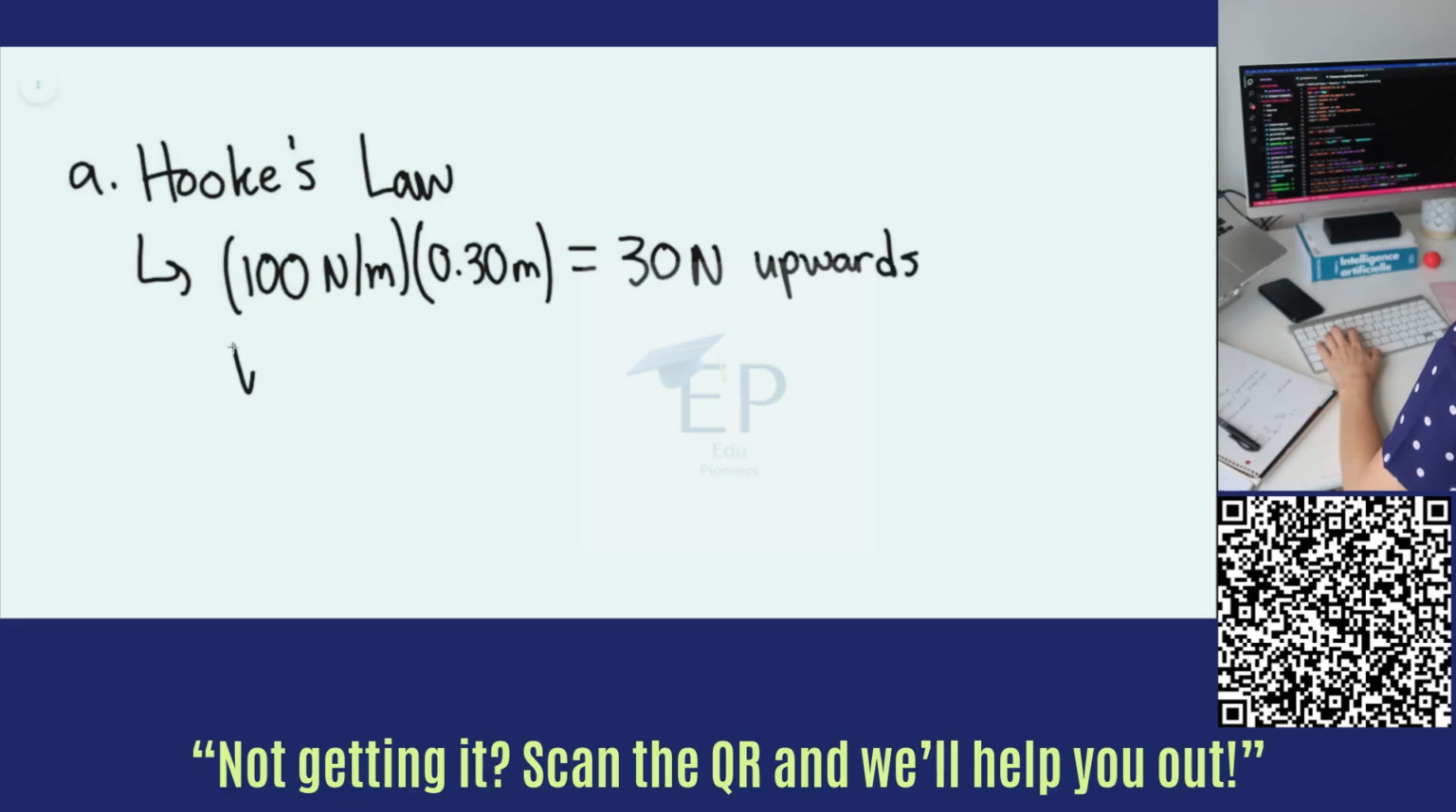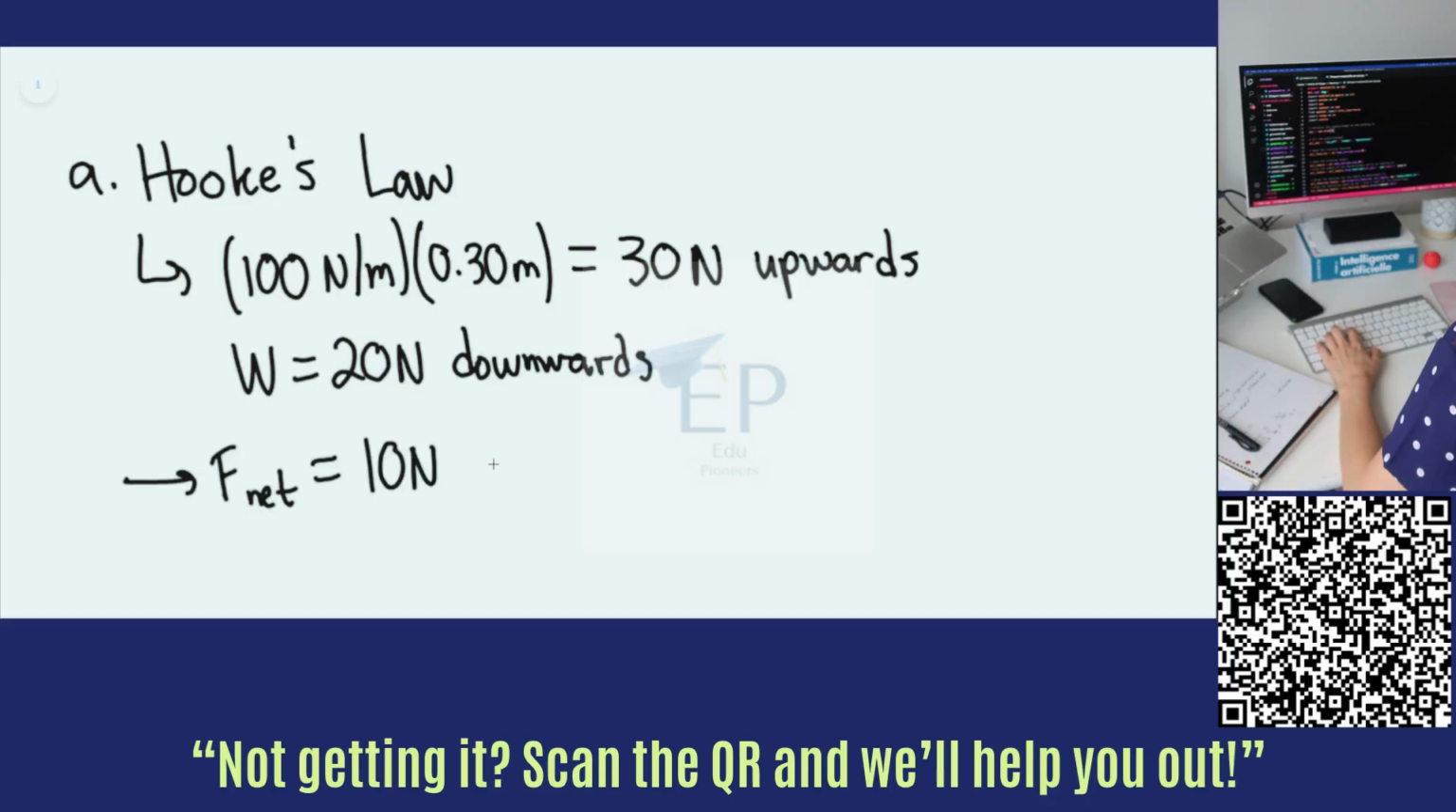The weight essentially is going to be 20 newtons downwards. And so we can say that the net force is giving us 10 newtons upwards. This would be our answer for part A.